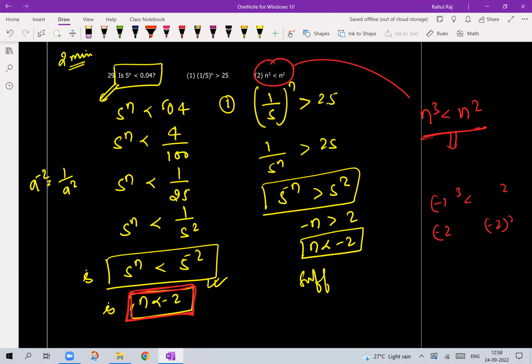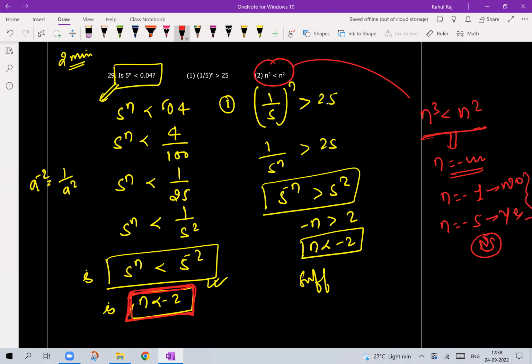So when I get to understand this, that nq is less than n square, this will satisfy for all the negative values of n. My question is, is n less than negative 2? I can say n can be negative 1, n can be negative 5. When n is negative 1, it is not less than negative 2. It's a no situation. When n is equal to negative 5, it's less than negative 2. It's a yes situation. So not sufficient.